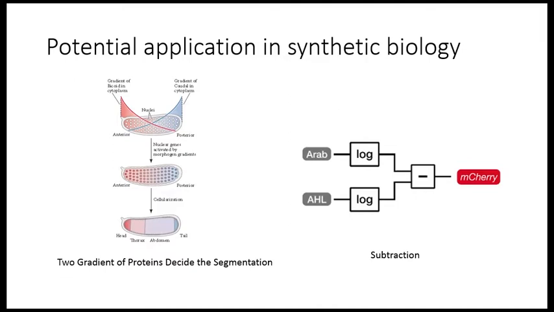But it can potentially be a very powerful tool in synthetic biology. Any biological process like comparing two signals and then making decisions can use the comparator. For example, during the process of development, we can compare the concentration of two different morphogens and then choose to develop into different kinds of tissues. Besides, we can also use a comparator to do some simple subtraction.